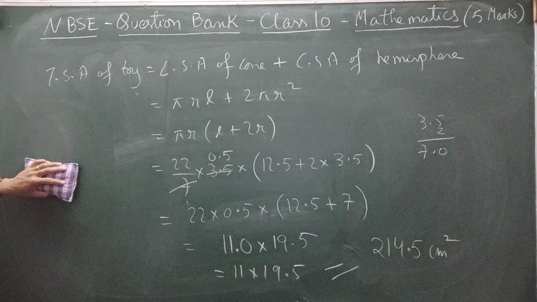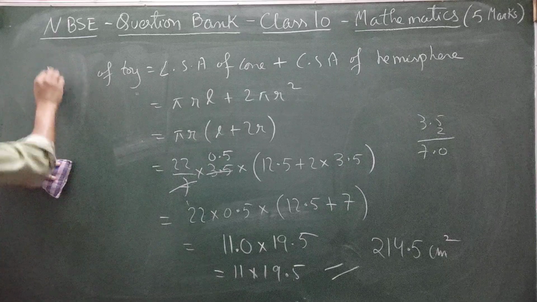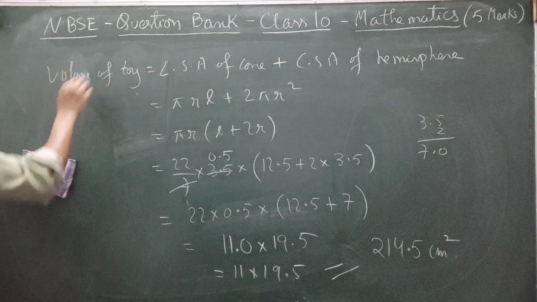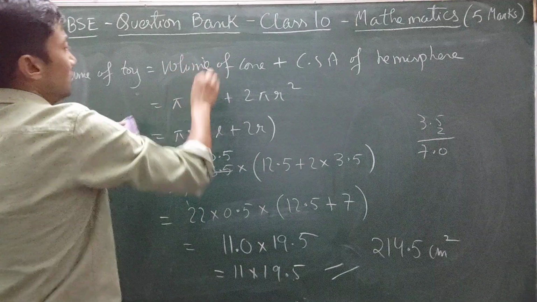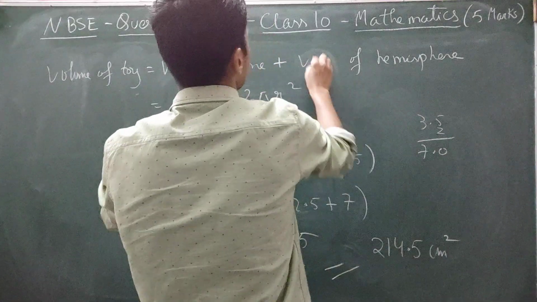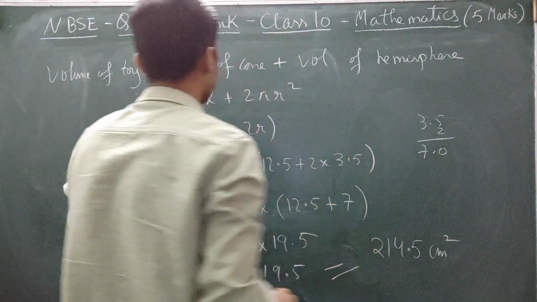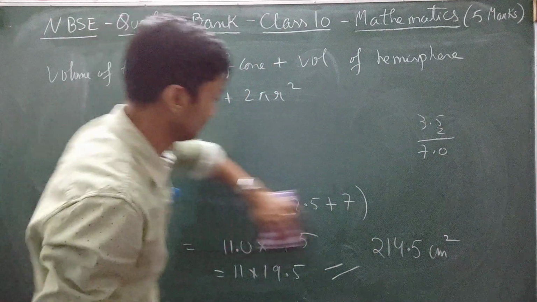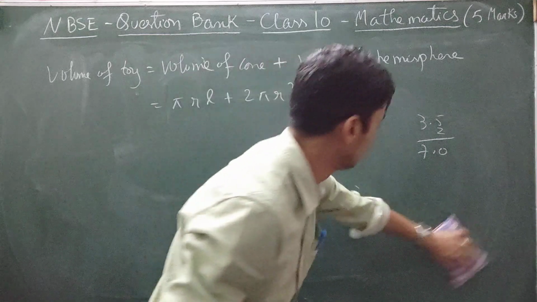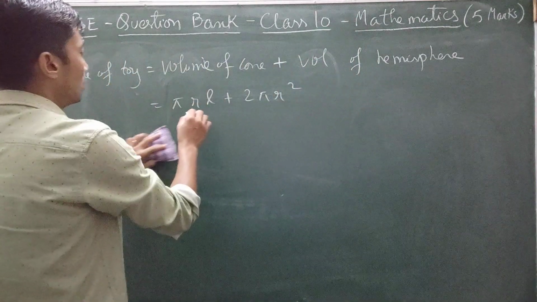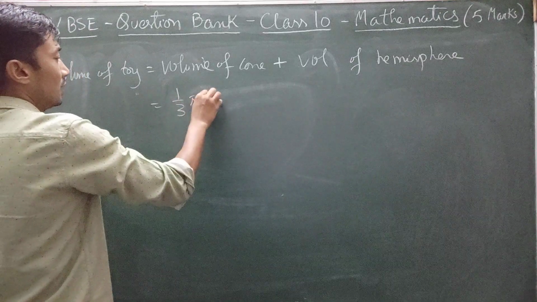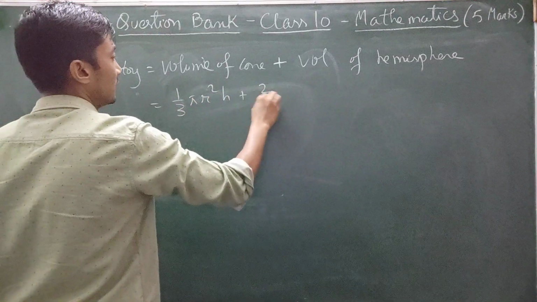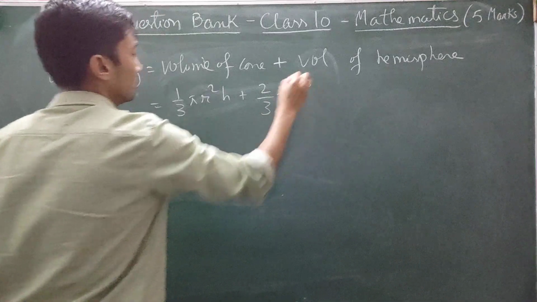Finished? Okay, next, volume. Volume of the toy will be that simple. Volume of cone plus volume of hemisphere. So volume of cone, what was the formula? 1 by 3 pi r square h. Volume of hemisphere, 2 by 3 pi r cube.